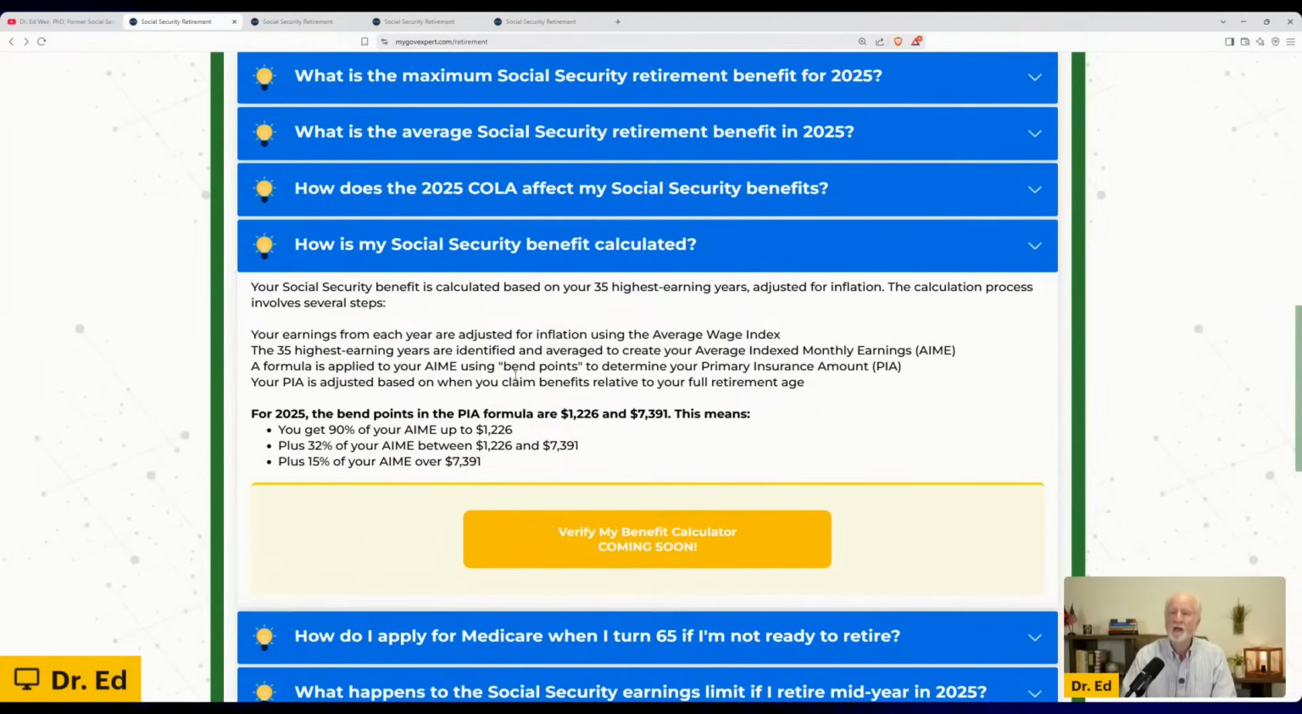But anyway, for 2025, the bend points: they take the first $1,226 of your earnings throughout your life and multiply it by 90%. Then they take the next bend point, from $1,226 to $7,391, and calculate it at 32%. And anything after $7,391, they multiply by 15%. These percentages, the 90, 32, 15%, pretty much stay the same. The actual bend points change every year.